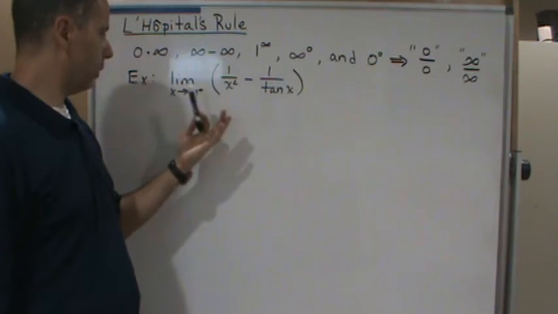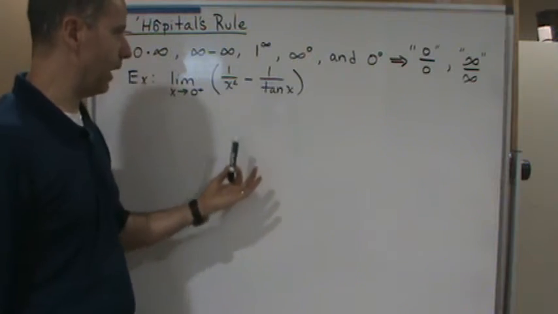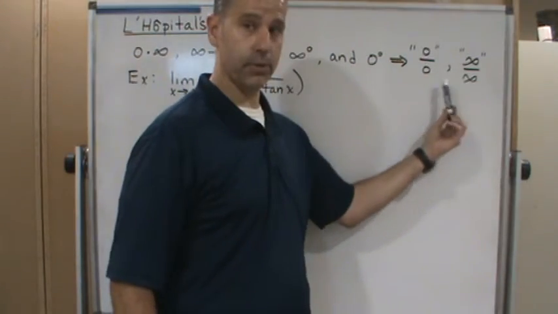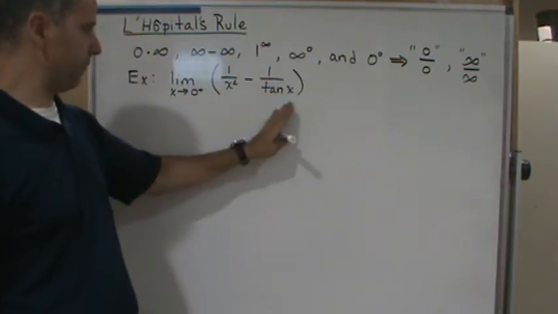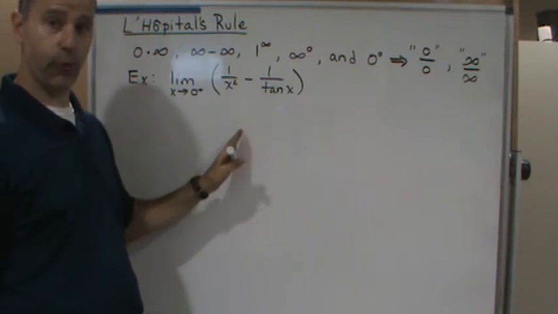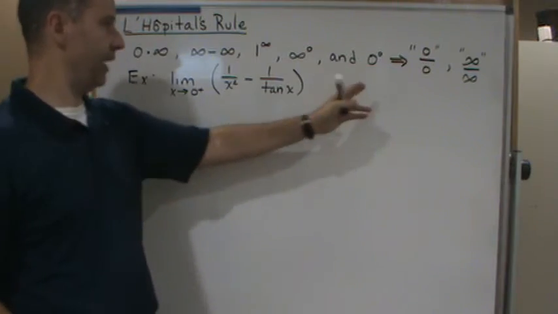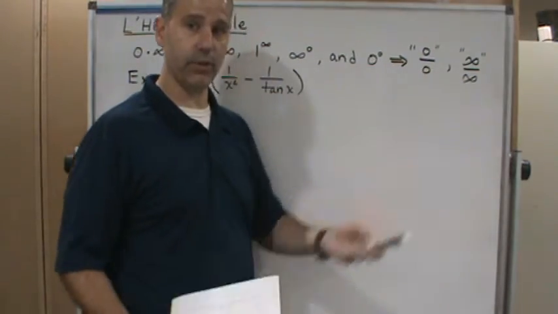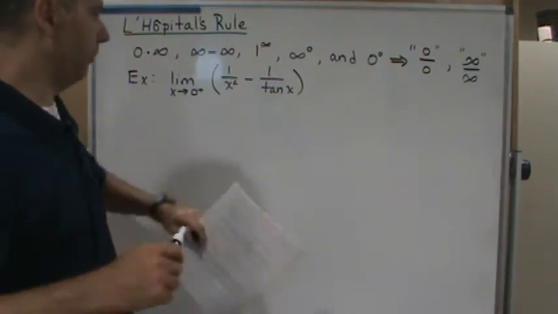Okay, so now what do I have to do? I have to manipulate this somehow to get it into one of these forms. So now the one thing that stands out to me is to get a common denominator, make it into a fraction. Once I have it into a fraction, then I can see if I get one of these two forms.